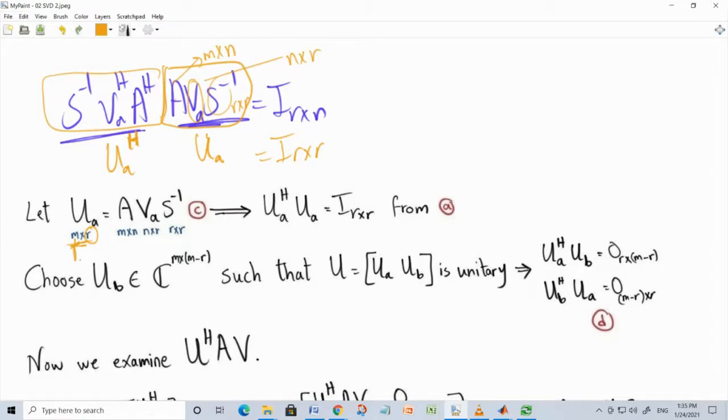Let's complete the M-dimensional space by constructing matrix UB, such that if you take UA and append UB to it, where UA is M by R and UB is M by M minus R, together they will have M columns and it will be a unitary matrix. So now U is M by M.